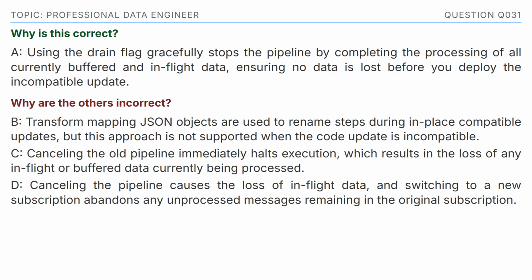Why are the others incorrect? B. Transform mapping JSON objects are used to rename steps during in-place compatible updates, but this approach is not supported when the code update is incompatible. C. Canceling the old pipeline immediately halts execution, which results in the loss of any in-flight or buffered data currently being processed. D. Canceling the pipeline causes the loss of in-flight data, and switching to a new subscription abandons any unprocessed messages remaining in the original subscription.